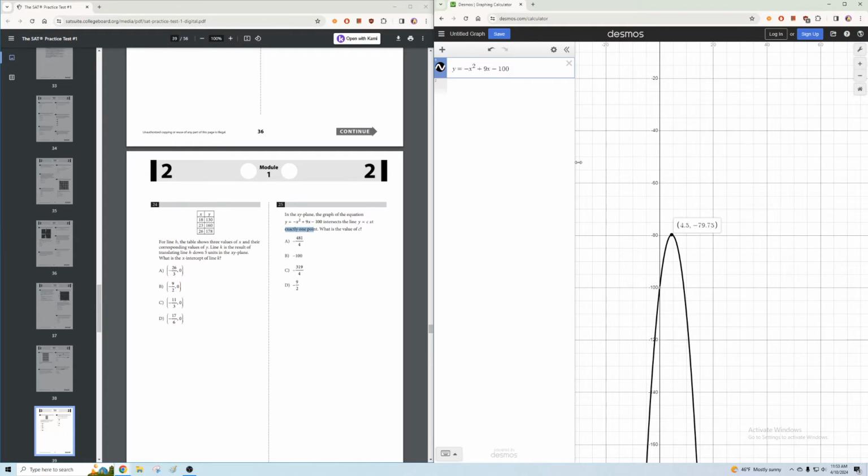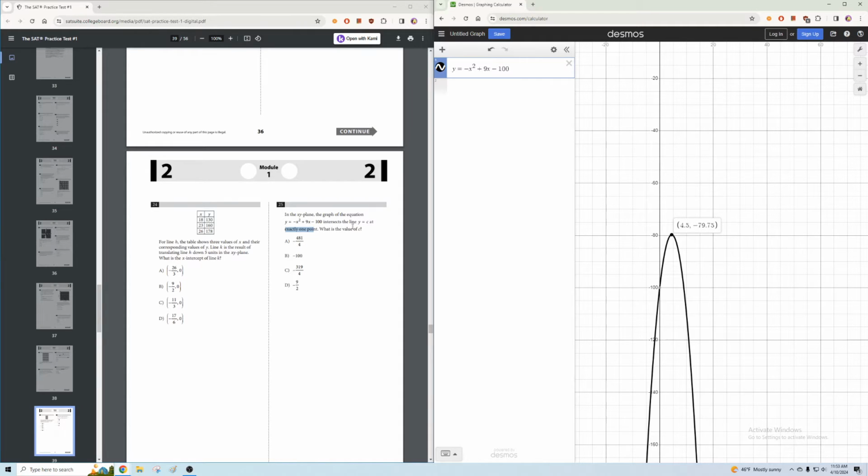I don't know if anyone has experience with the older Texas Instruments calculators, the 84s. You'd have to press second, then calc, then find the maximum, going to the left and right of the value. It takes a long time. You have to press enter three times. Here you don't. You can just click the point. Anyway, what is the value of c?